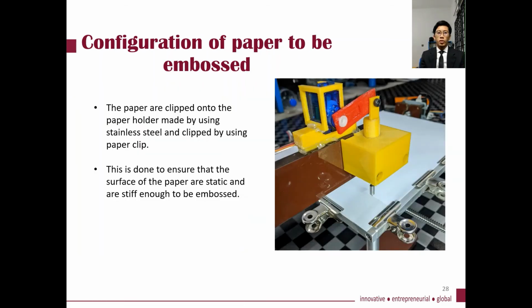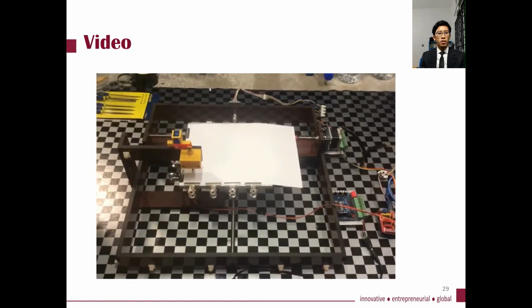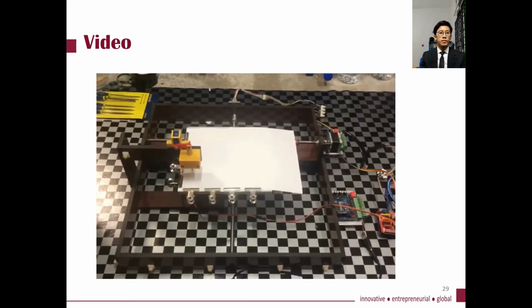Configuration of paper to be embossed. The paper is clipped onto the paper holder, made of stainless steel, using paper clips. This is done to ensure that the surface of the paper is static and stiff enough to be embossed. In this video, it will show the actual printing mechanism done on a piece of A4 70 GSM paper.